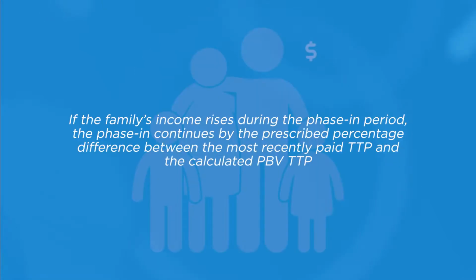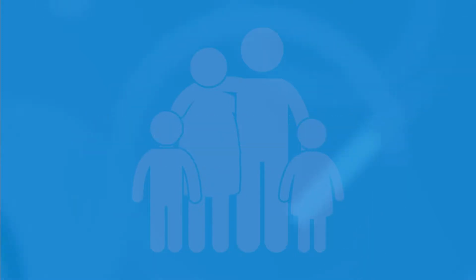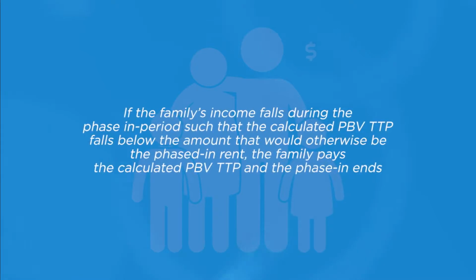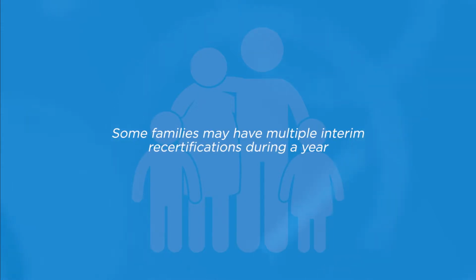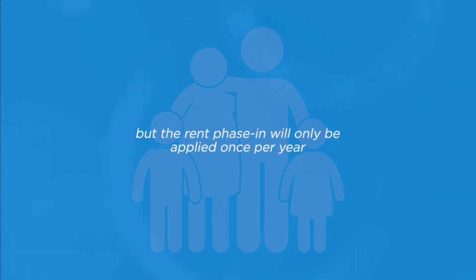In other words, if the family's income rises during the phase-in period, the phase-in continues by the prescribed percentage difference between the most recently paid TTP and the calculated PBV TTP. It is important to note that if the family's income falls during the phase-in period, such that the calculated PBV TTP falls below the amount that would otherwise be the phased-in rent, the family pays the calculated PBV TTP and the phase-in ends.